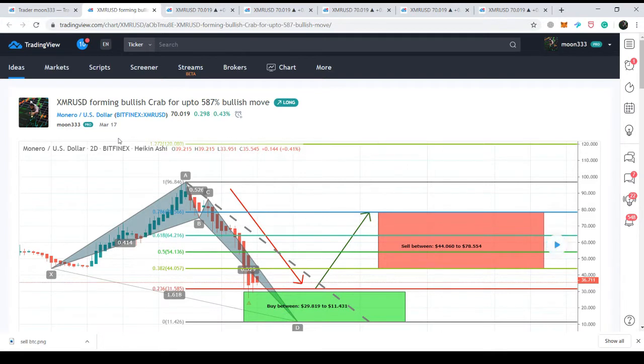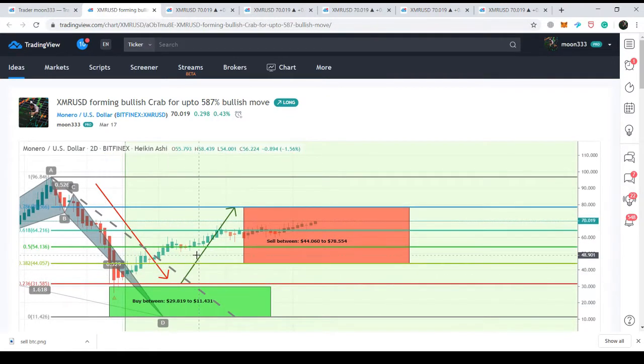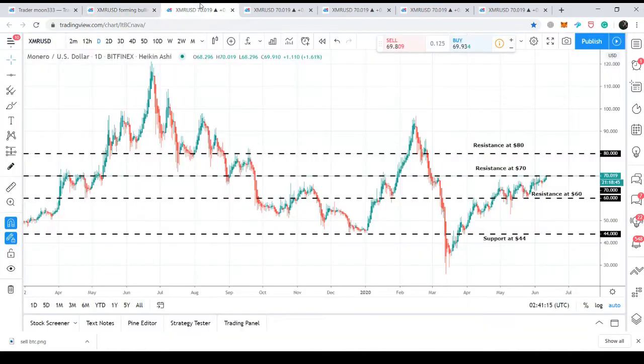I just posted this idea on March 17, and now you can see that the price action started a very strong bullish rally, and it produced more than 160% bullish rally so far. It is at the highest price, and that is the $70. That is the most recent highest price by the price action of Monero, and that is over a very strong resistance level as well. At this time, we can see that the price action is at the $70 resistance level.